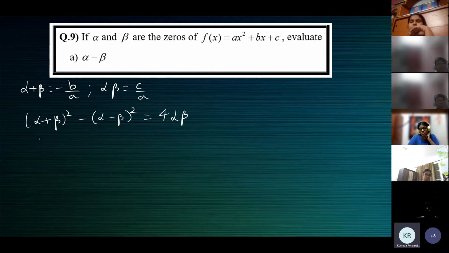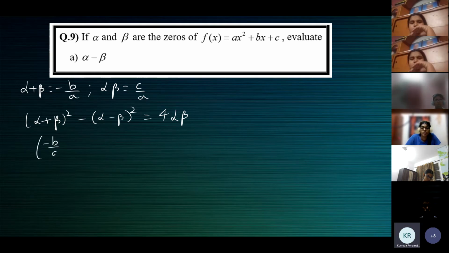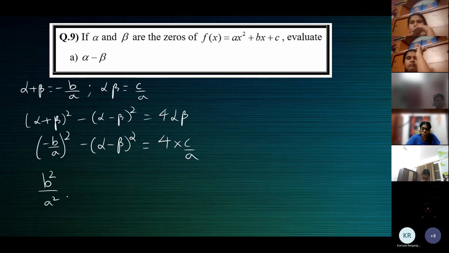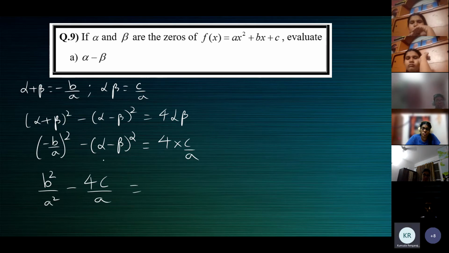Now substitute. What is alpha plus beta? Minus b by a, the whole square, minus alpha minus beta the whole square. Alpha minus beta is what we have to find, so let that be as it is, equal to 4 into c by a. Minus into minus is plus, so b squared by a square. Then this 4c by a will come to the other side, because it's negative, and we get alpha minus beta the whole square, correct?